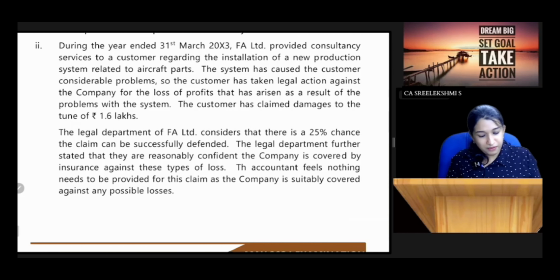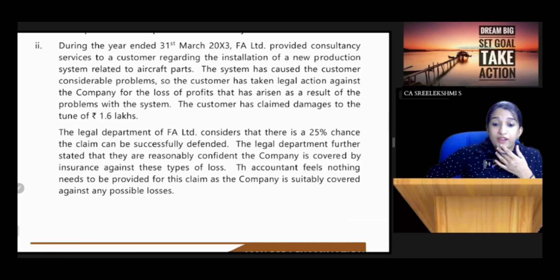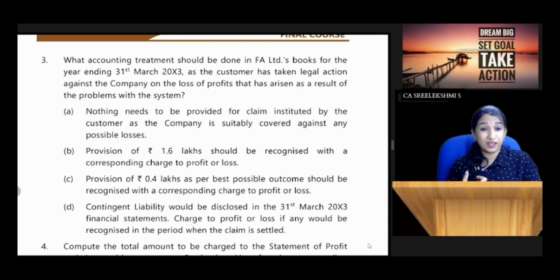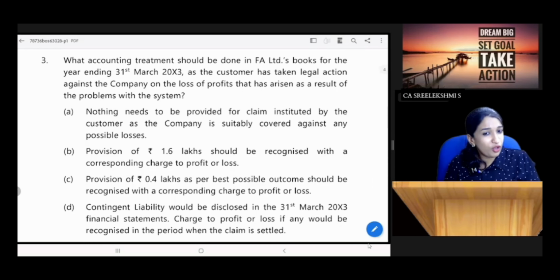The legal department further stated that they are reasonably confident the company is covered by insurance against these type of losses. So there can be a reimbursement received, but now the accountant feels nothing needs to be provided for this claim as the company is suitably covered against any possible losses. So as per Ind AS 37, provision needs to be recognized. When do we need to create provision? When there is present obligation as a result of past event, outflow of resources embodying economic benefits are more probable, more than 50% chance.